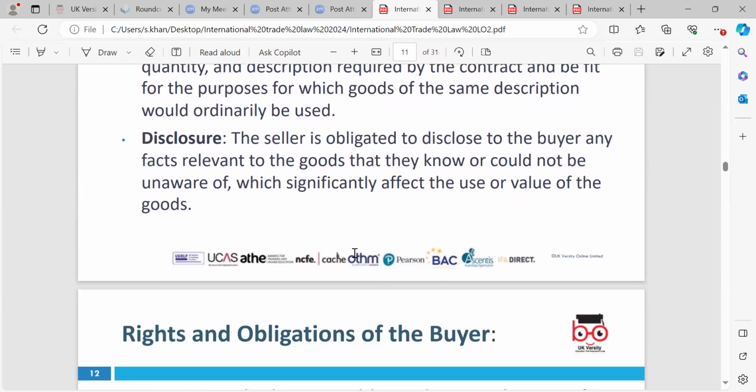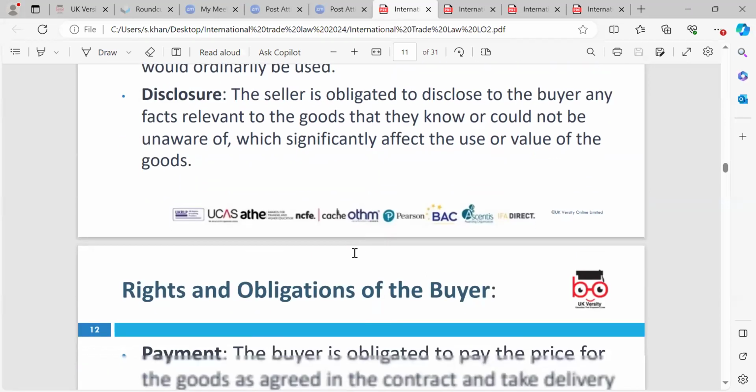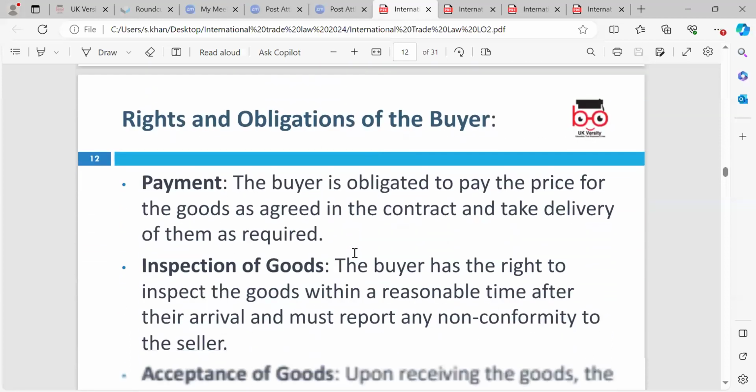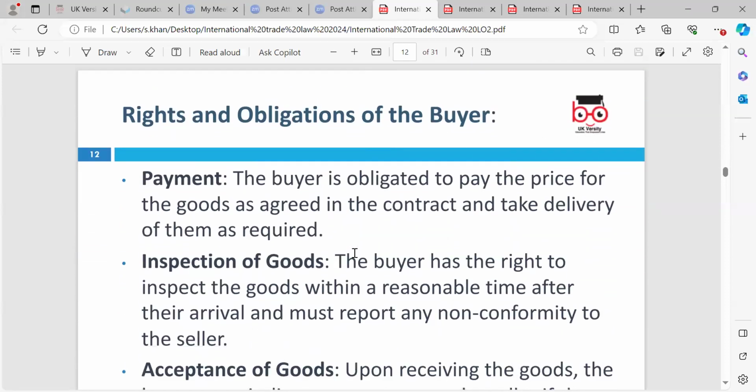So the seller is obligated to disclose to the buyer any facts relevant to the goods that they know or could not be unaware of, if they may affect the value of the goods. So if there's anything wrong with the goods, or if they're damaged, or anything which may affect the value.